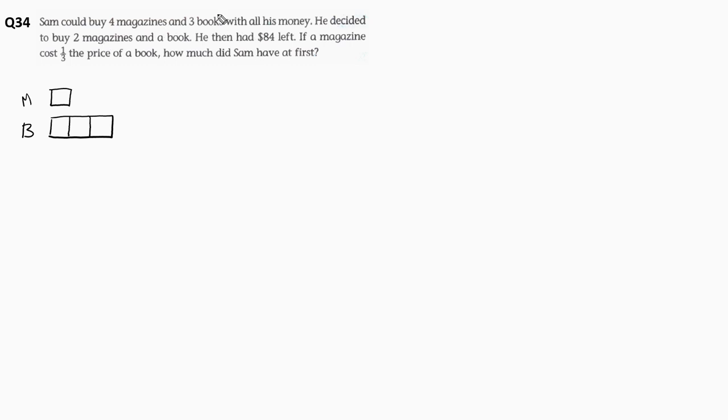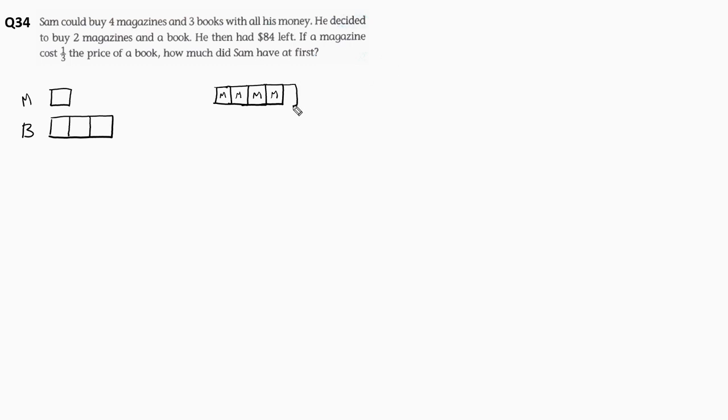So it says he decided to buy 2 magazines and a book and had $84 left. Now, what we're going to do is first draw a model that represents all of what Sam could buy with his money. So that would be 4 magazines. Okay, so 1, 2, 3, 4. That's the 4 magazines. Okay, I can put M, M, M, M. So that's the 4 magazines and 3 books.